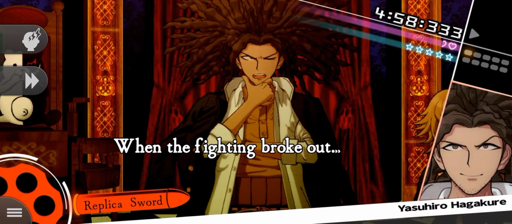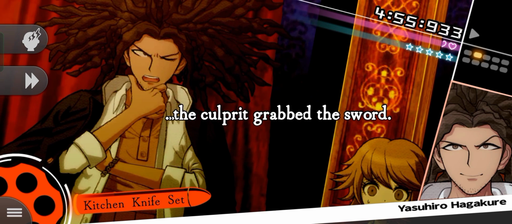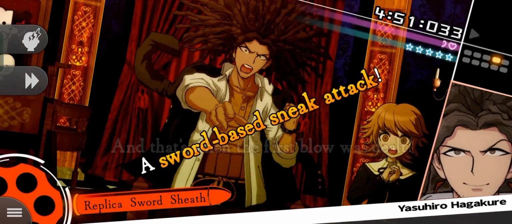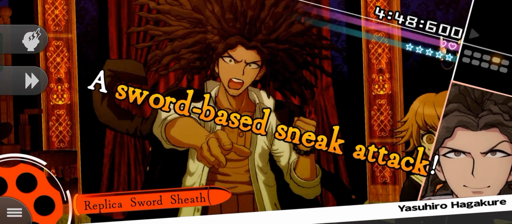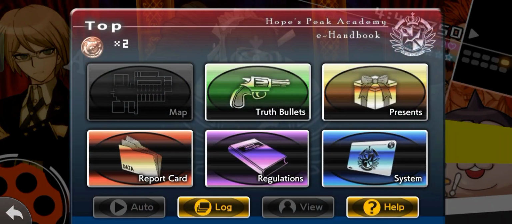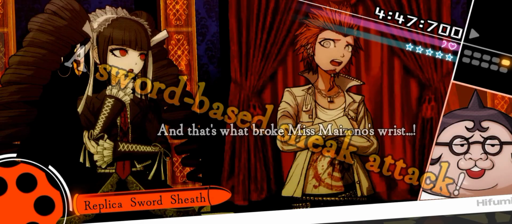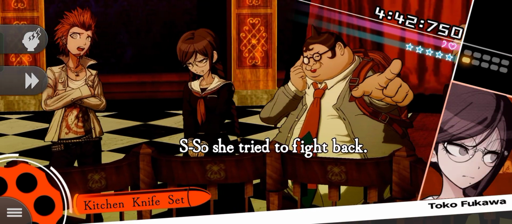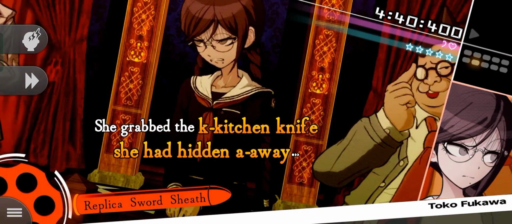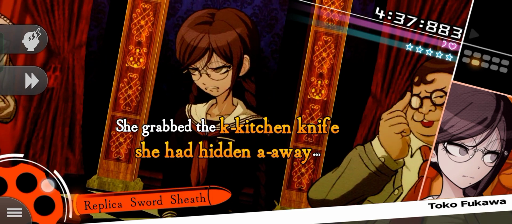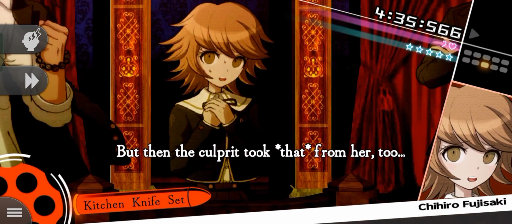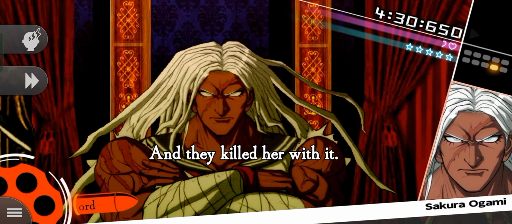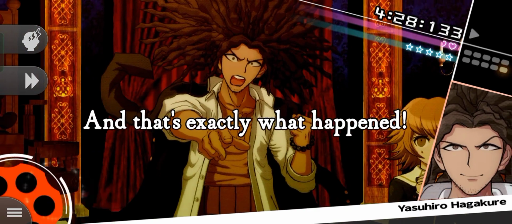When the fighting broke out, the culprit grabbed the sword, and that's when the first blow was dealt. A sword-based sneak attack. So she tried to fight back. She grabbed the kitchen knife she had hidden away. But then the culprit took that from her too. And they killed her with it. And that's exactly what happened.